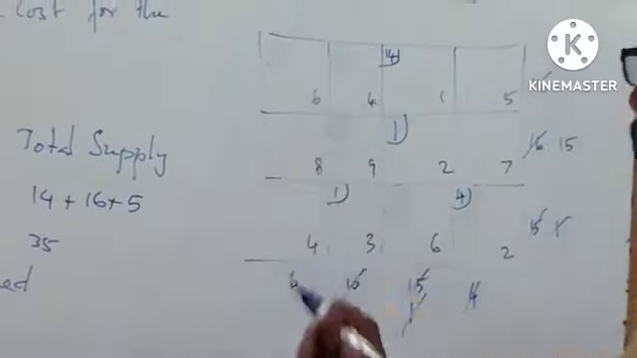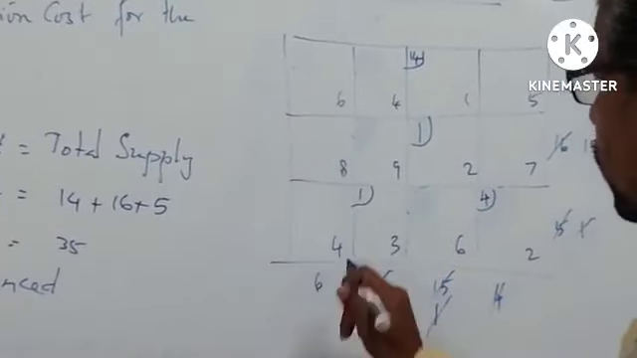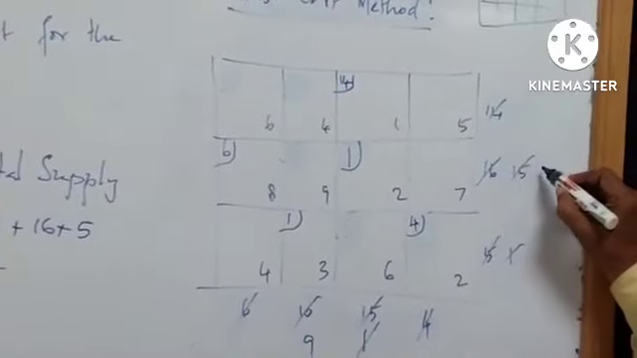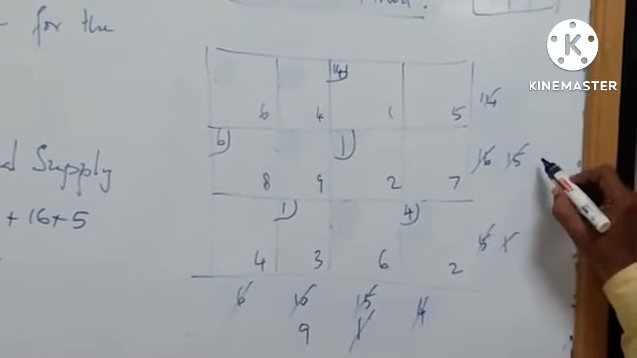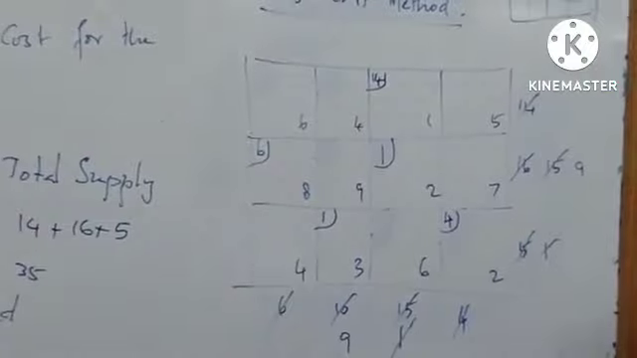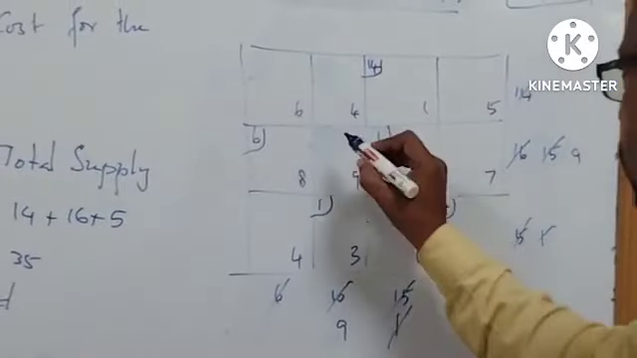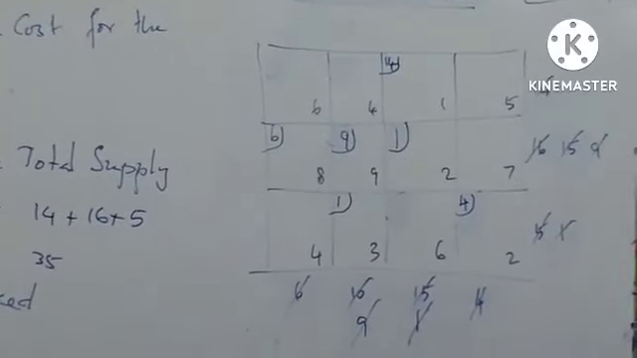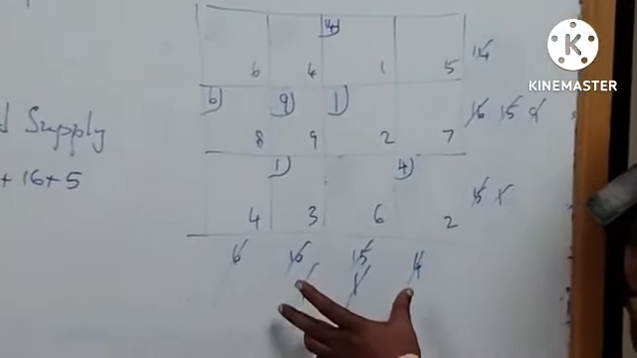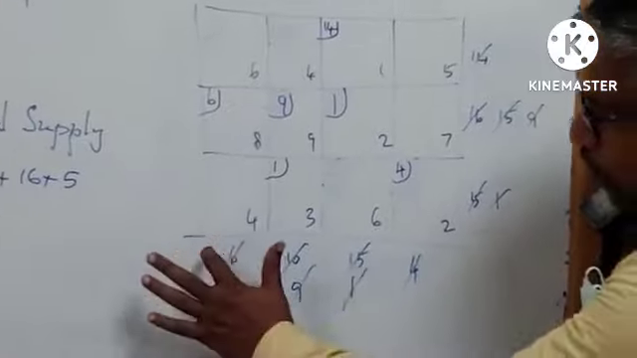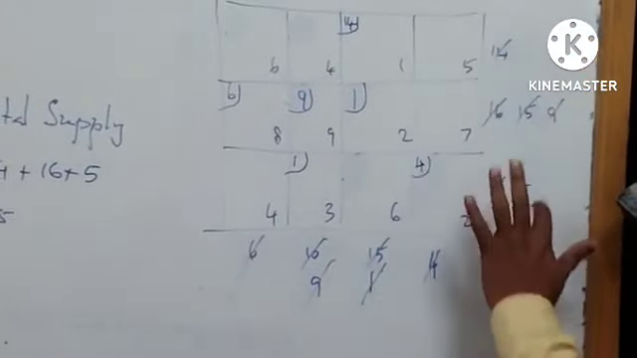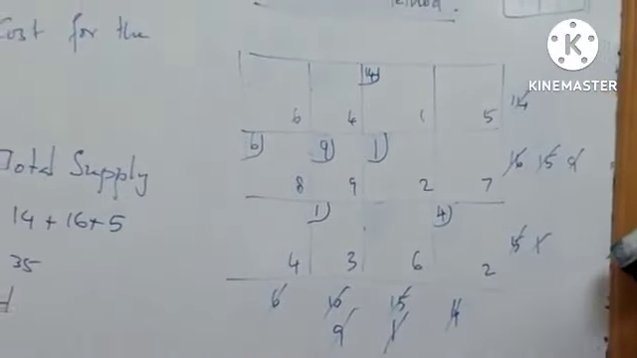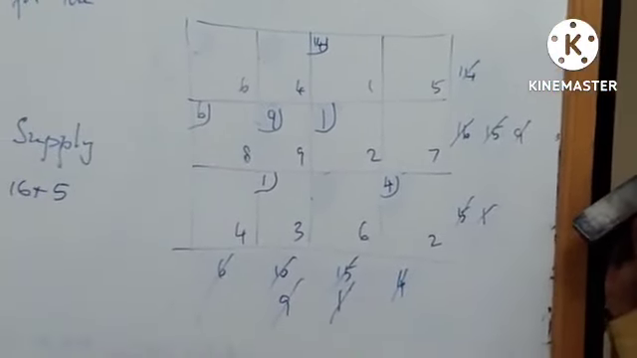8 is possible. So for 8, the requirement is 6, availability is 15. So 15 minus 6 is 9, the balance is 9. So substitute 9, the only element left. At the end of the day, if it is a balanced transportation problem, all the demand and all the supply will be cancelled. If it is an unbalanced problem, that will be discussed in the next class.